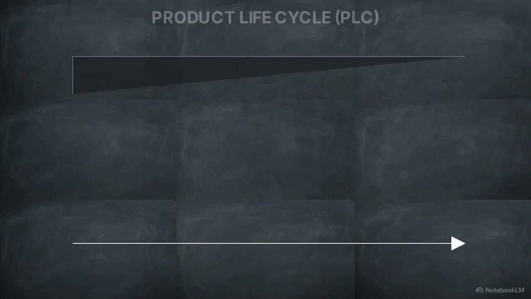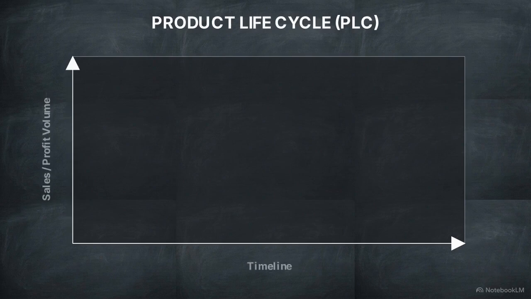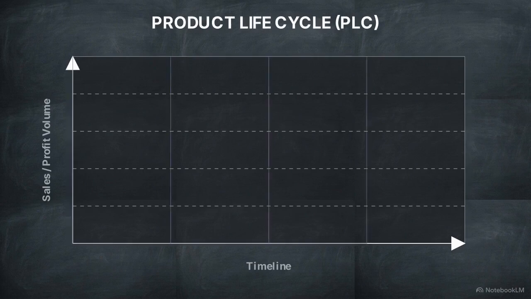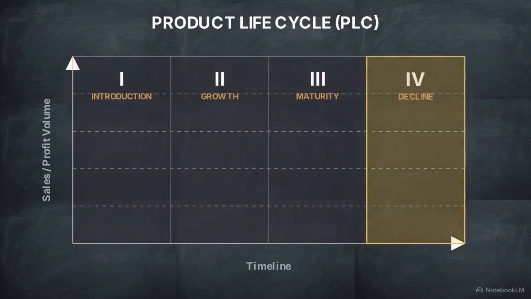The product lifecycle, or PLC, serves as a deterministic matrix that dictates specific strategic actions based on a product's location on the timeline. The model divides a product's journey into 4 rigid sequential phases: introduction, growth, maturity, and decline.